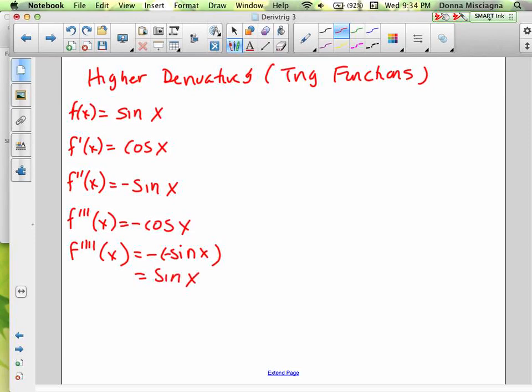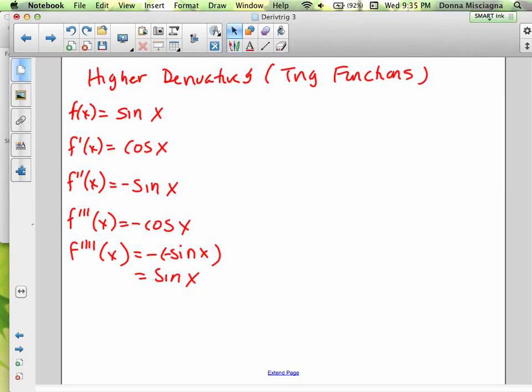And guess what? This whole process would repeat over and over again, because the fifth derivative, I'll be back to cosine x. So sine and cosine, they just cycle back and forth. And if I were to start with cosine, I'd get the same thing, only one derivative sooner. Because if cosine x is my function, then my first derivative is negative sine x, my second derivative is negative cosine x, my third derivative is sine x, and then the fourth derivative would be cosine x. But they just cycle back and forth between them.